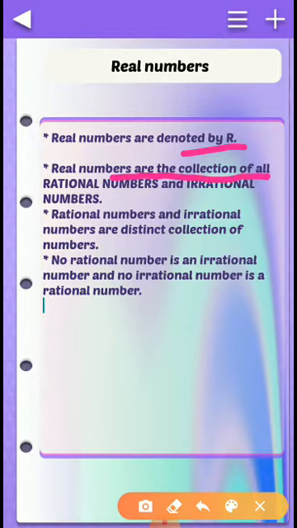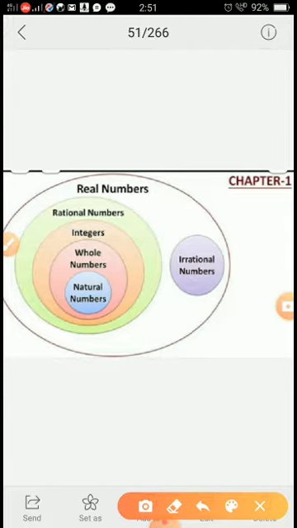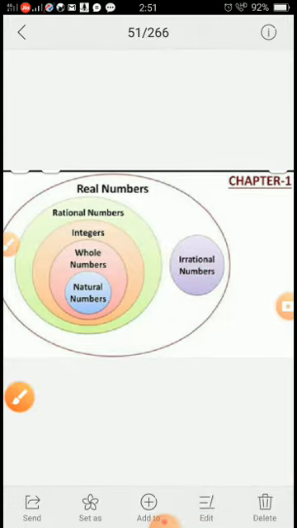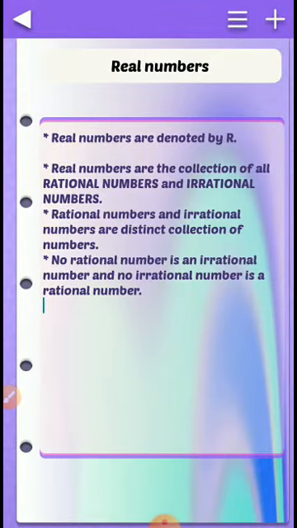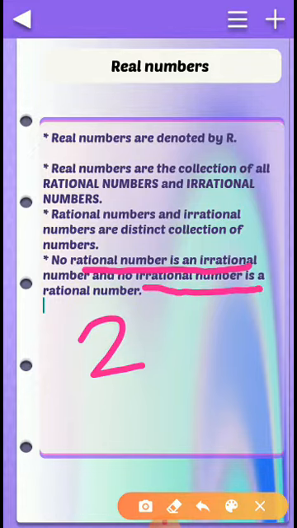Real numbers are the collection of rational numbers and irrational numbers. Rational numbers and irrational numbers are distinct collections of numbers. Distinct in the sense there is nothing common between them. From the figure itself we can see there is nothing common between these two. I have a space between them, so they are separated collections. Then no rational number is an irrational number. That means I can say 2 is rational, but 2 is not an irrational number. Similarly, no irrational number is a rational number.